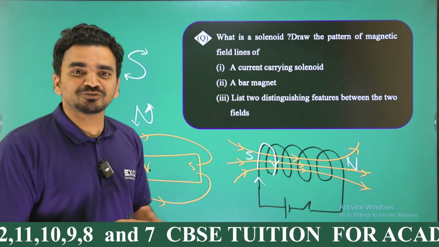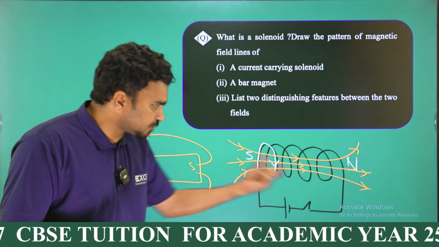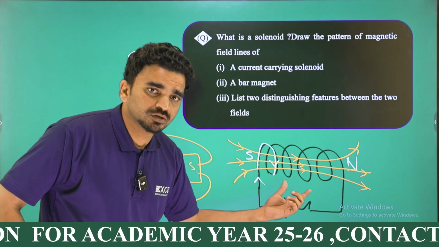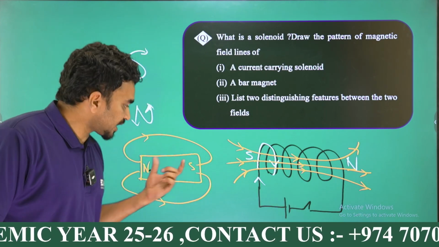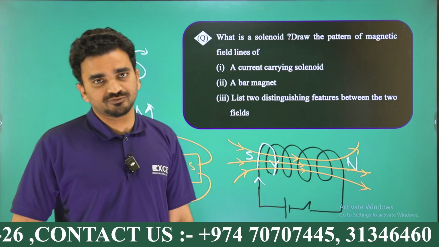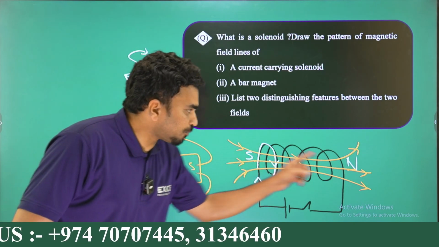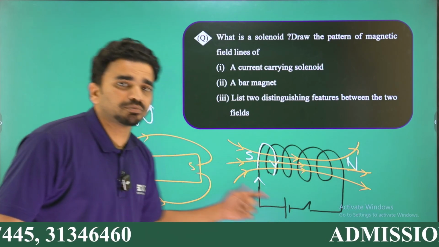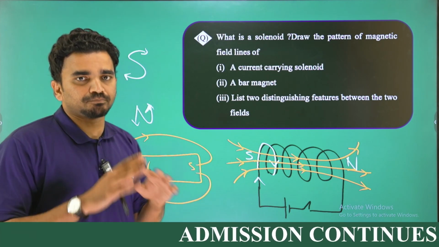So, long story short, what's the comparison between a long solenoid and a bar magnet? Point number one: we can change the magnetism of a solenoid by changing an external factor, but the magnetism of a bar magnet we can't change by external factors. Point number two: the magnetic poles of a solenoid can be interchanged by reversing the direction of current, but the magnetic poles of a bar magnet are permanent.